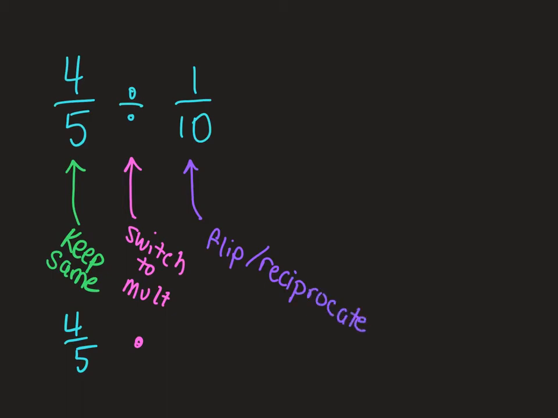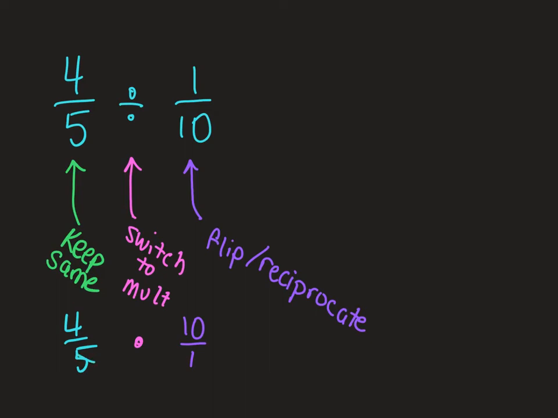But I just say flip. So it used to be 1 over 10. Now it's going to be 10 over 1. Let's review our steps. Keep, switch, flip. Now it's exactly what the first lesson was, which was simplify, multiply, multiply, simplify.